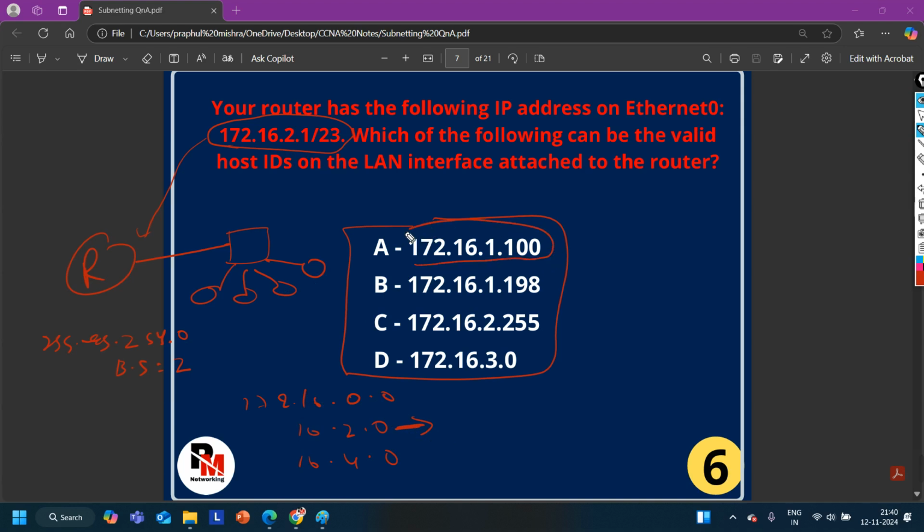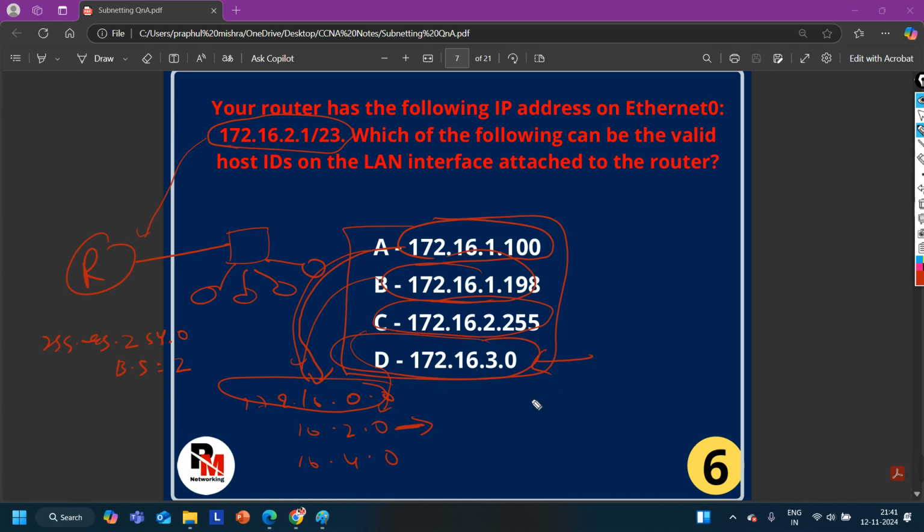Now check this IP address. This IP address belongs to which subnet? This one, right? This IP address belongs to the first subnet. This IP address belongs to the first subnet again. This IP address belongs to the second subnet. This IP address also belongs to the second subnet. Right?